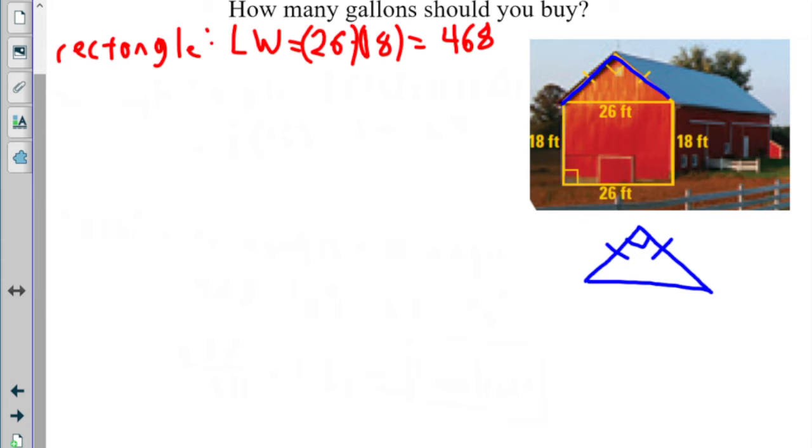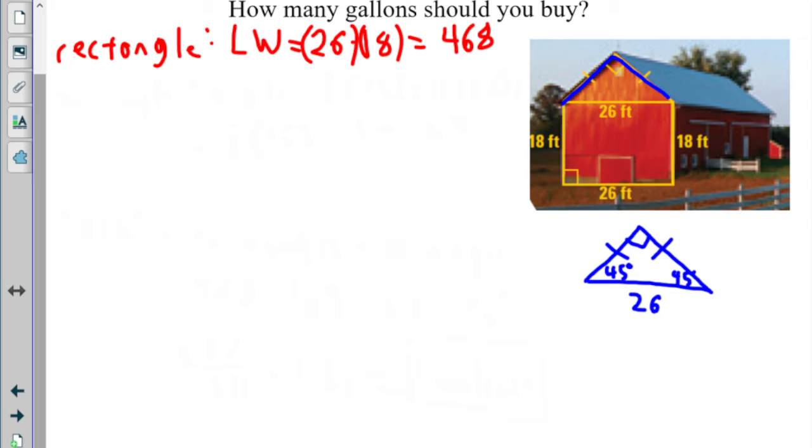Well, if it's an isosceles triangle, then what that's going to do is make it so that these angles are the same. This is a 45, 45, 90 triangle. So that's how we're going to solve it. We have the hypotenuse is 26. Now, if you don't remember your 45, 45, 90, then you can certainly use trig.